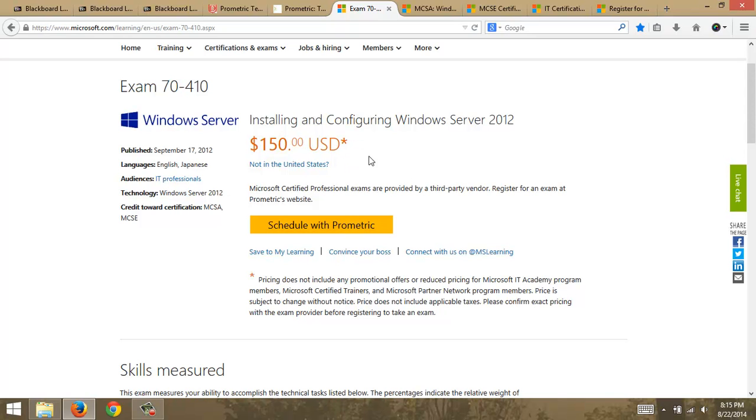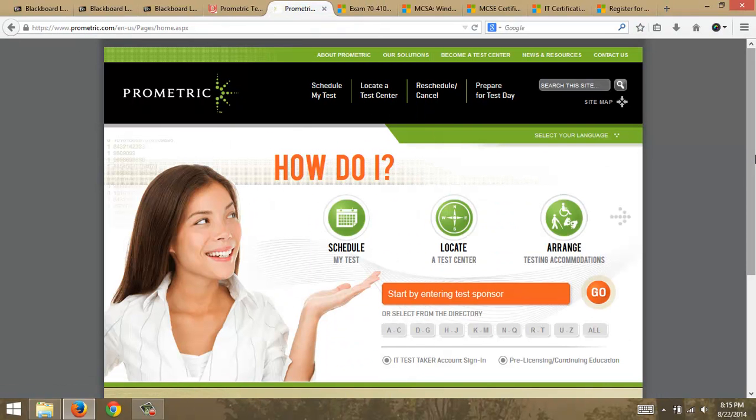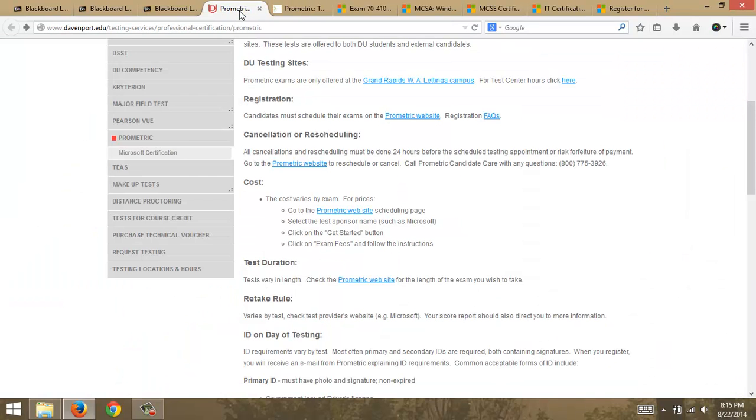The cost is $150 and you take it through a certified testing center with Prometric. Now, GRCC is not a certified testing center, so you have to go to Prometric's website, prometric.com, and schedule your test or locate a testing center here. However, I do know that Davenport is a Prometric testing center, and I'm on Davenport's website. I'll share this link with you as well.